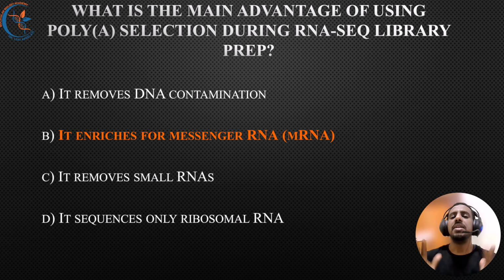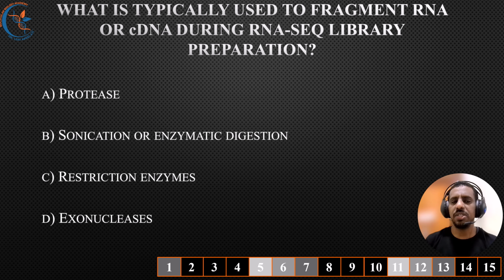Alright, this method effectively removes unwanted RNA species such as ribosomal RNA and non-coding RNA, improving sequencing accuracy and focusing reads on meaningful gene expression. All right, the next question here. What is typically used to fragment RNA or cDNA during RNA sequencing library preparation?